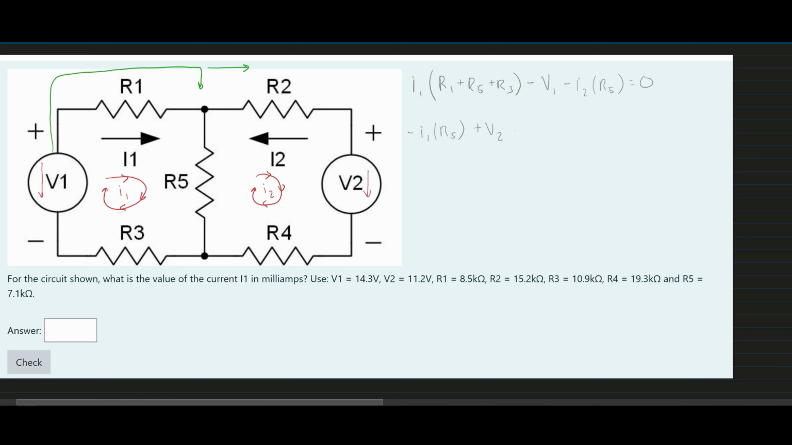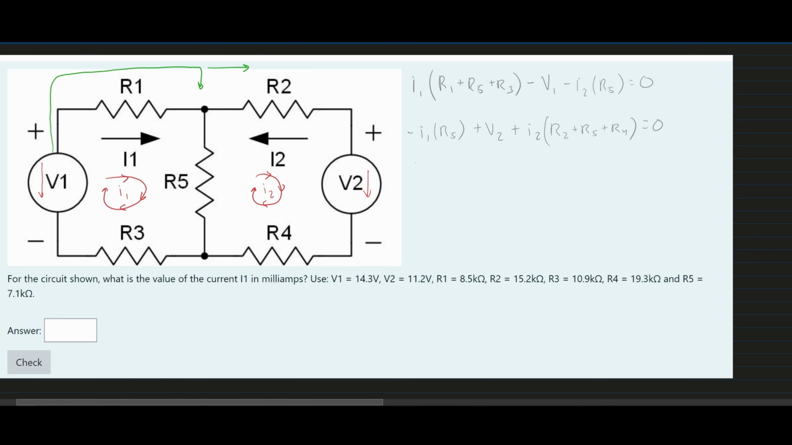Now we need to do a plus I2, because this is the side that we're looking at. Everything is relative to our I2. I2 is always going to be positive. And here we have R2 plus R5 plus R4. These are all the resistors that the current flowing through this area is going to be touching, and it's set equal to 0. Now, from here, I'm going to rearrange this just a little bit.